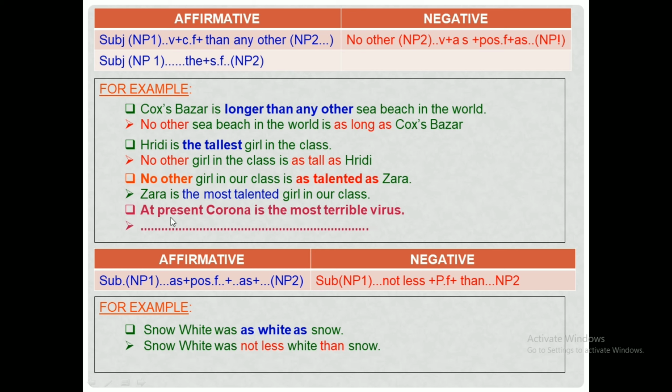At present, Corona is the most terrible virus. Here, this rule is easier than the previous one. Let us discuss the next rule.